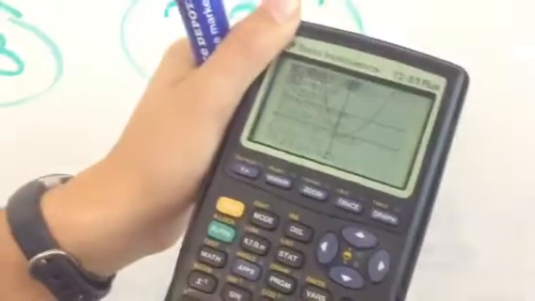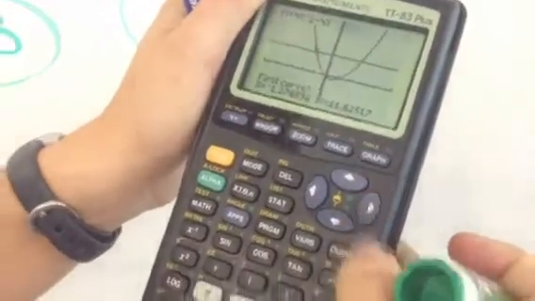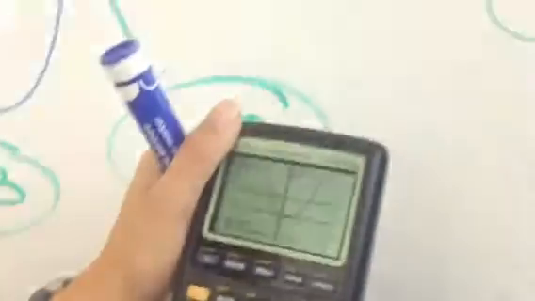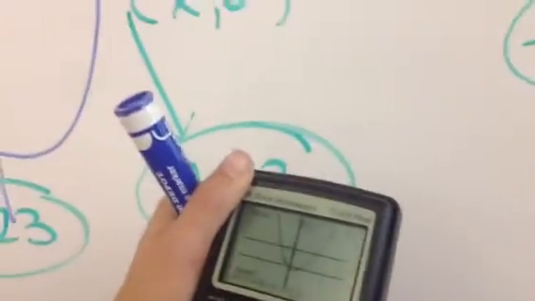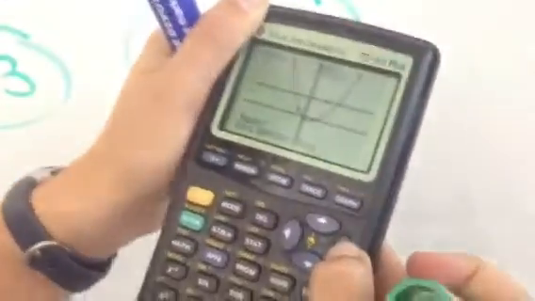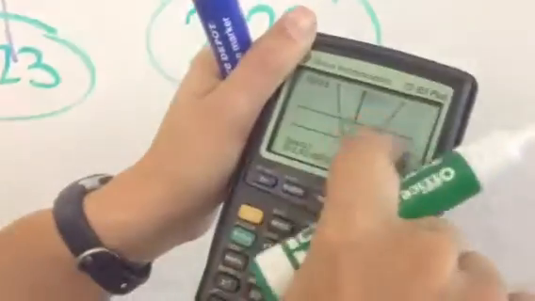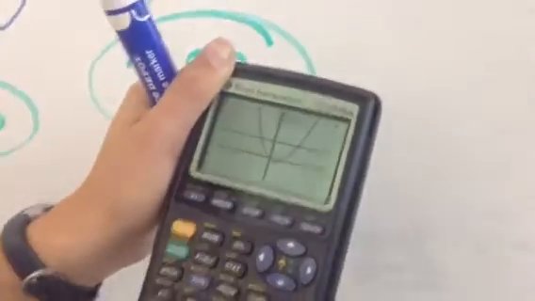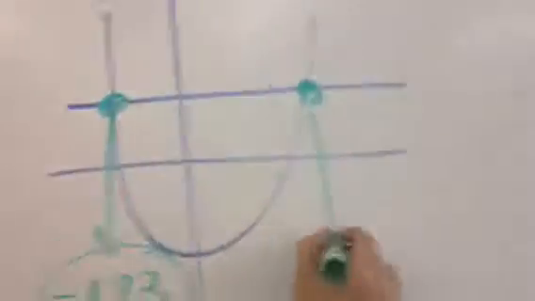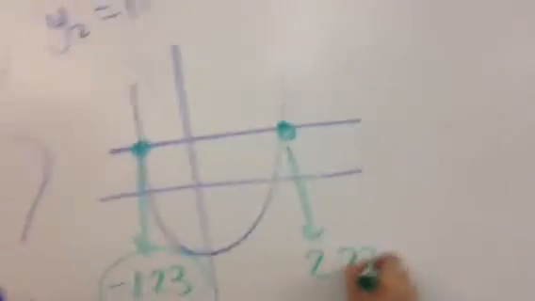Repeat the process on the other 0. Second Calc, intersect. First curve, let's see where it's at. It's on my parabola. Second curve, it's on my line. Guess, scroll closer to the other 0 than the one you just did, so your calculator knows you want to zoom in on this one. Enter. And sure enough, this 0 is 2.23.